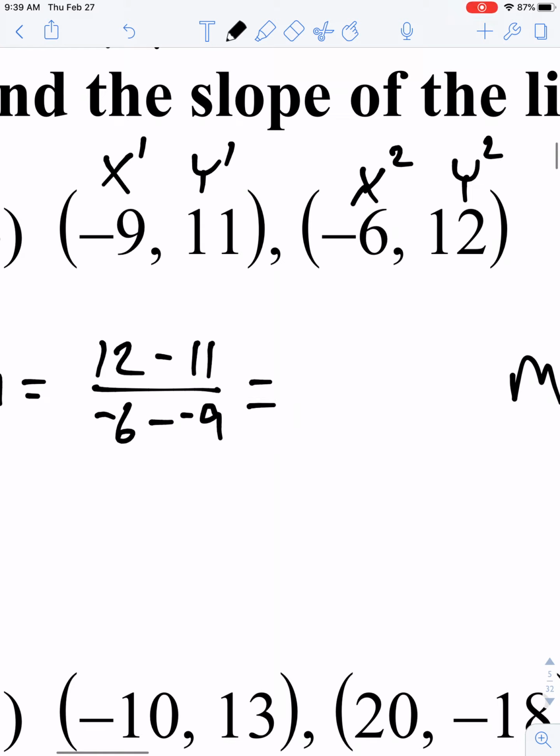And so 12 minus 11 is simply 1. And then you have negative 6 minus negative 9. Whenever you have a minus negative, it turns into a plus positive. So negative 6 plus 9, because they have different signs, you subtract and keep the sign of the larger number. 9 minus 6 is 3. Because 9 is bigger than 6, it stays positive. And then we check to see if it can reduce. 1 over 3 is already reduced as far as it goes. So this is your answer, 1/3.